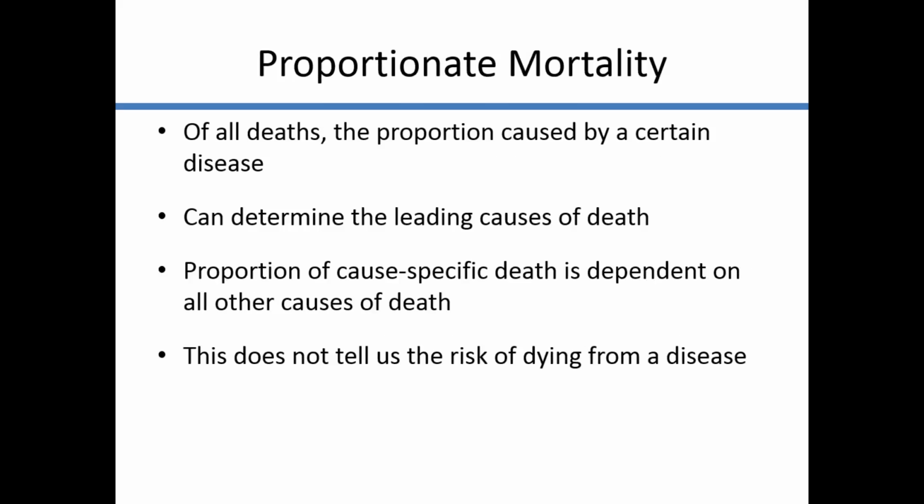So yeah, we already talked about this. Proportion of mortality. Of all deaths, the proportion caused by a certain disease. So the denominator is not people with the disease, it's the whole community. What's the proportionate mortality from AIDS in the prison population? Very, very high at one point. Now it's much lower. It can determine the leading cause of death. Proportion of cause-specific death is dependent on all other causes of death. So that's not the case with the case fatality rate. Here, if there's a much higher proportion of people who die from something else, it lowers the proportionate mortality for AIDS, for example. So it does not tell us the risk of dying from a disease.